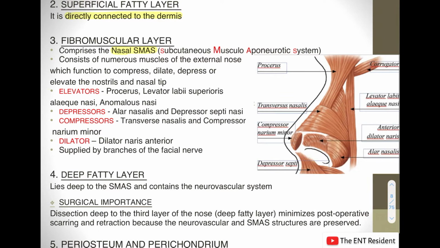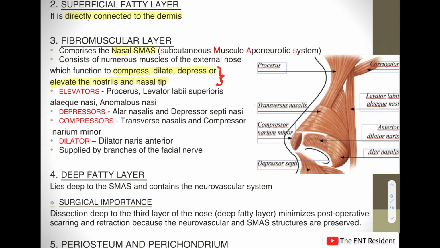Why is this called this? Because subcutaneous, first of all, it lies beneath the layer of the skin. Muscular aponeurotic because it contains all the muscles and the aponeurosis of the muscles. So, what are the muscles that this layer contains? They mostly contain all the muscles which help to compress, dilate, depress, or elevate the nostrils and the nasal tip. So, these are all the functions that are performed by the muscles of the external nose.